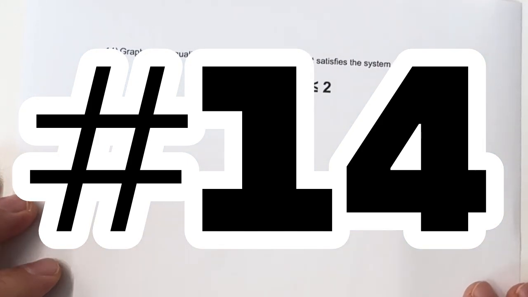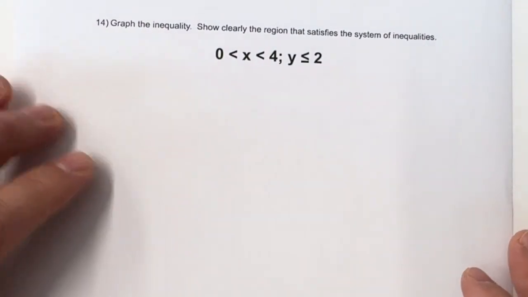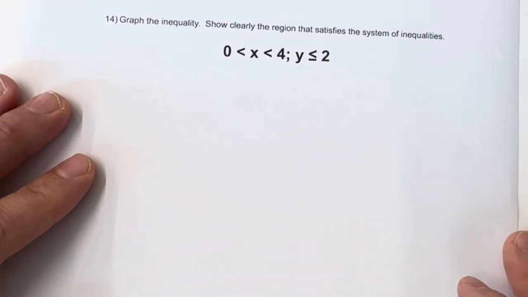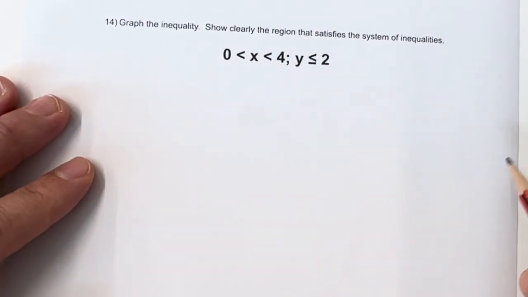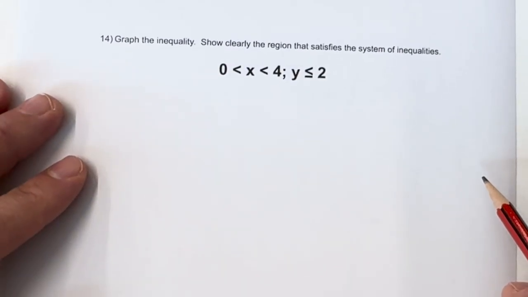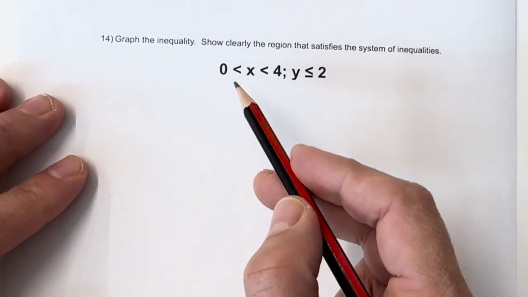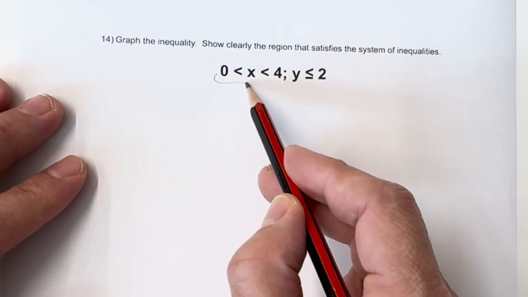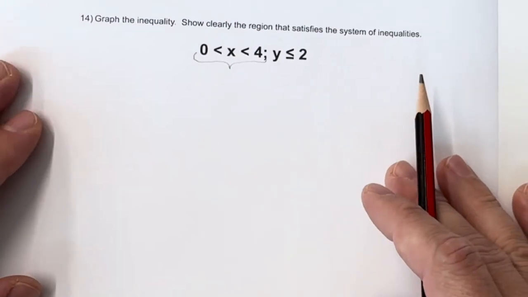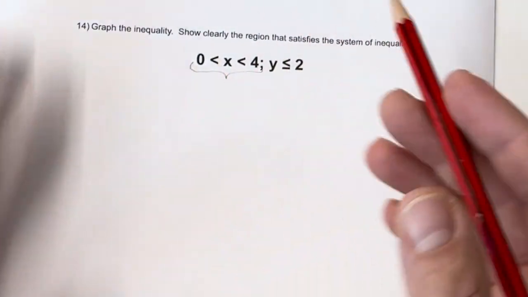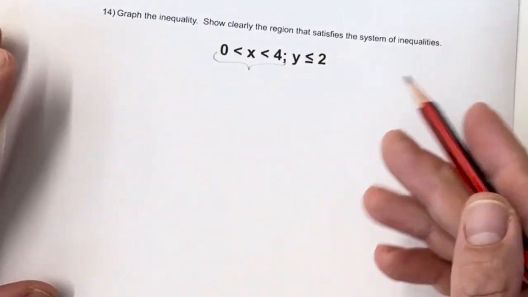Moving on. Here we go. Question 14. We are graphing inequalities, okay? And it says, show clearly the region that satisfies the system of equations. Okay, so for this part right here, first things first, we have this piece right here talking about the x's. And we call that the domain, but we haven't learned about that yet. But the x values, or the domain, that are acceptable or okay.